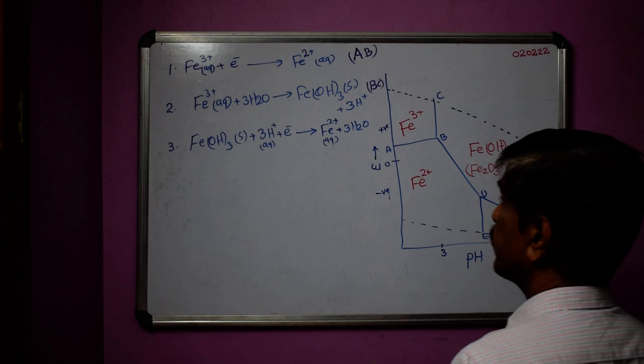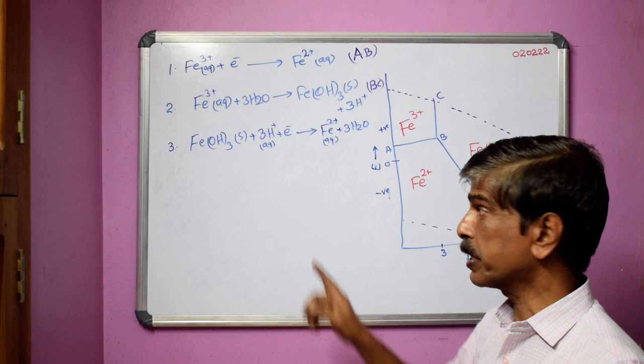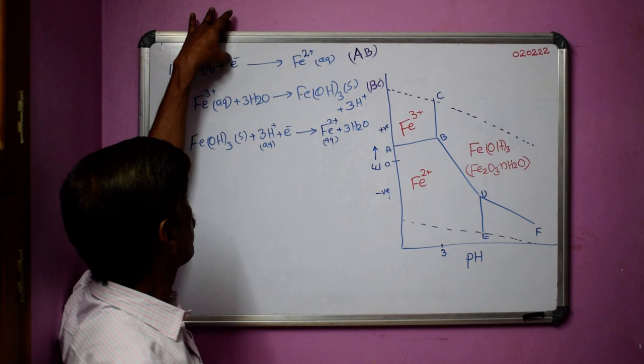This reaction involves both H+ and electrons. That means it's a redox reaction that is also pH dependent, dependent on potential. The first one is only potential dependent, pH independent. The second one is pH dependent, potential independent, because it's not a redox reaction.